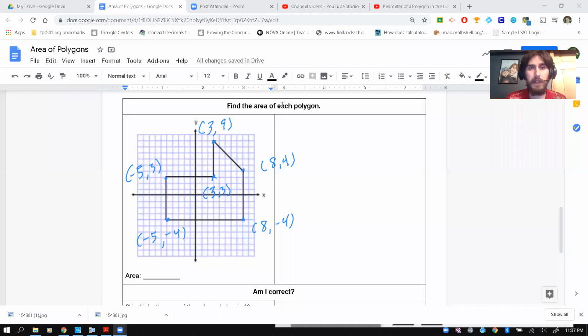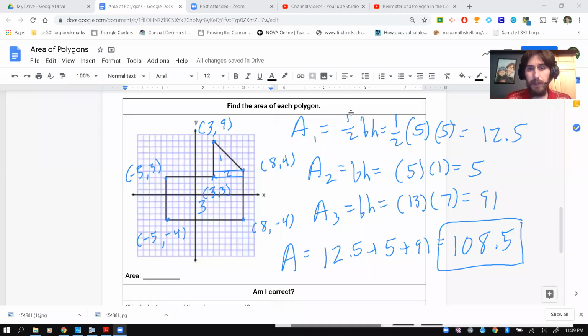Okay, so what I'd like you to do is to try to break this shape up into smaller shapes that you can find the area of, and then add the area of those smaller shapes together to find the total area of this polygon. Go ahead and pause the video and try that on your own, and then if you resume, you should see the answer in 5, 4, 3, 2, 1.